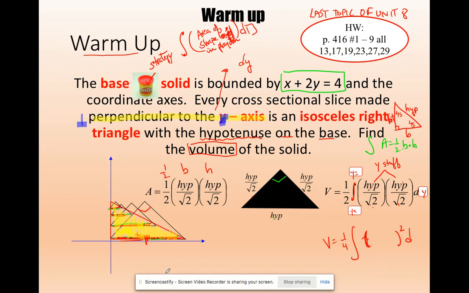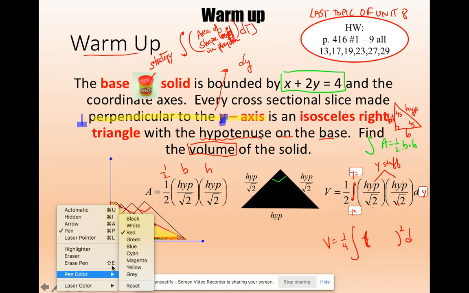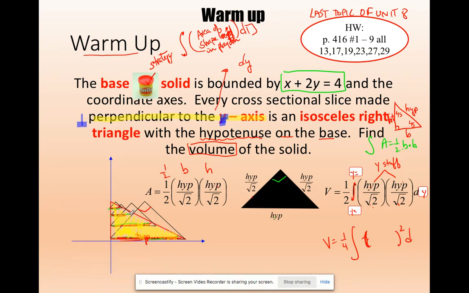So what's the length of every single one of those hypotenuses? The length comes from the y-axis to this line. Since I'm integrating dy, I need to get the function in terms of y. The length of every hypotenuse: x is a length. There's my x length. Each one of those lengths comes from 4 minus 2 times the height. So put your hypotenuse in there.